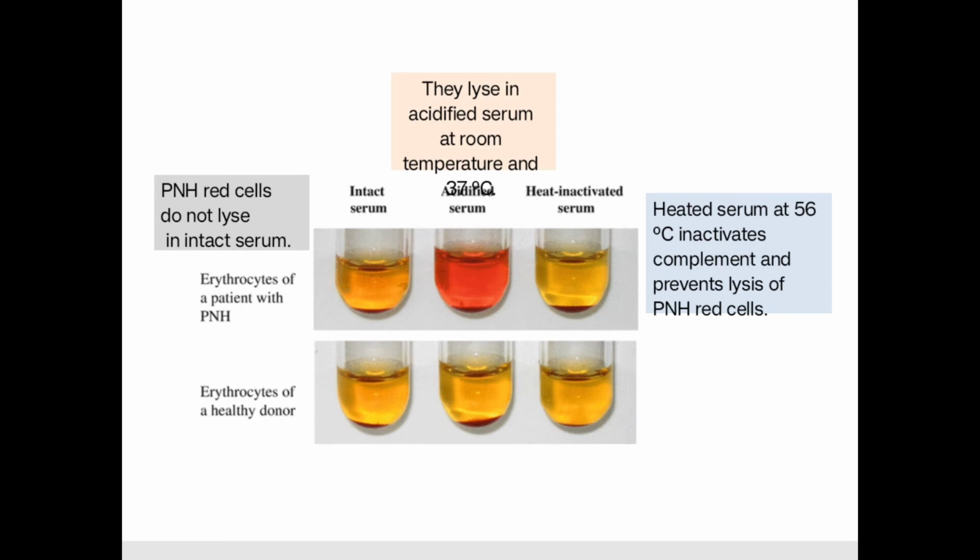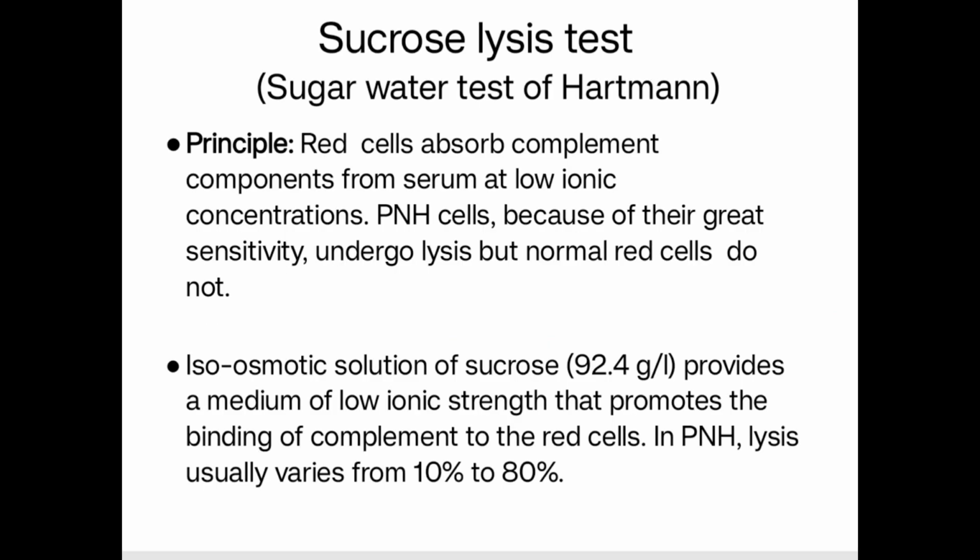The first test is shown with intact serum. So PNH red cells do not lyse, while they lyse in acidified serum. They do not lyse in heated serum at 56 Celsius.